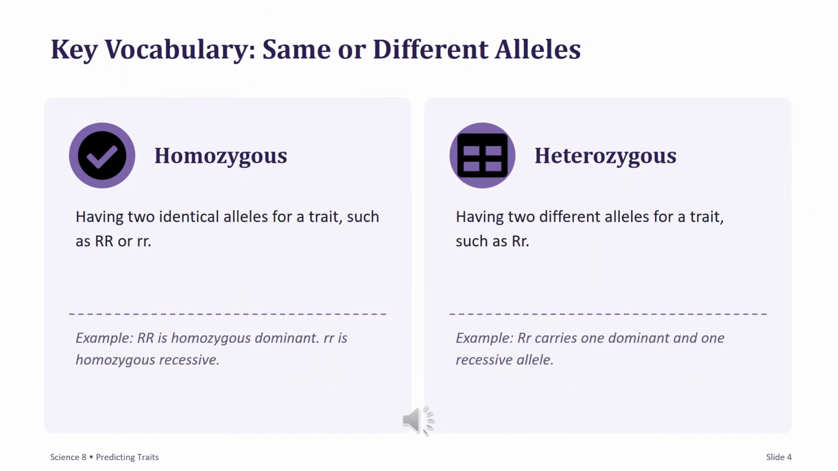Next, let's learn two more words, homozygous and heterozygous. Homozygous means having two identical alleles for a trait, such as RR or RR. For example, RR is homozygous dominant, and RR is homozygous recessive. Heterozygous means having two different alleles for a trait, such as RR. This means the organism carries one dominant allele and one recessive allele.